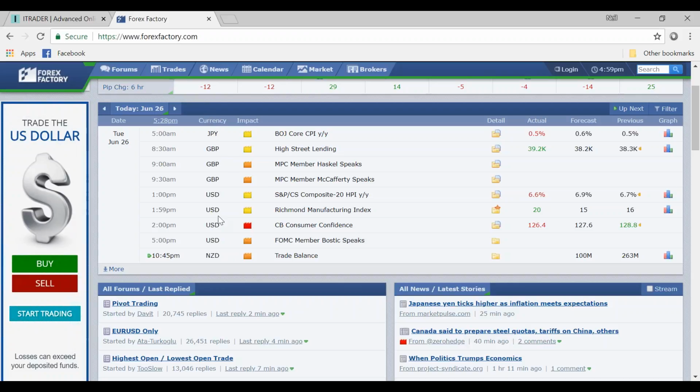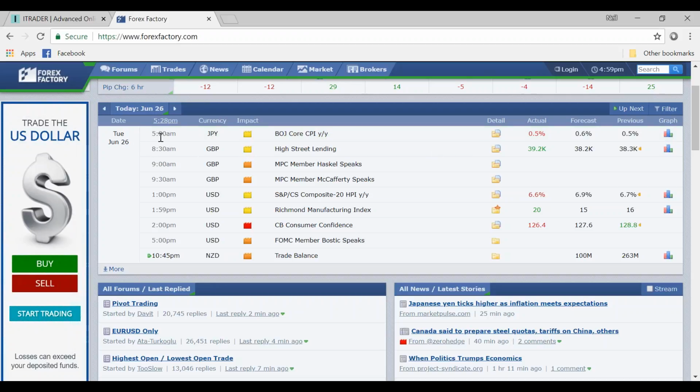And then you have what currency does it affect? Where does the event come from? From what country? Where does it take place? Okay, and then we have the impact. Okay, we have the description of the event, and as you can see here, we have previous, forecast, and actual. You can check a graph and detail and so on.